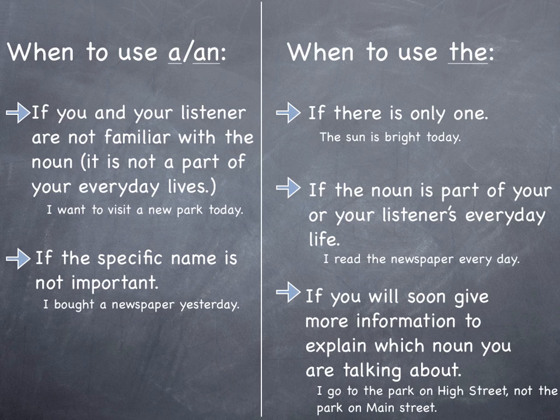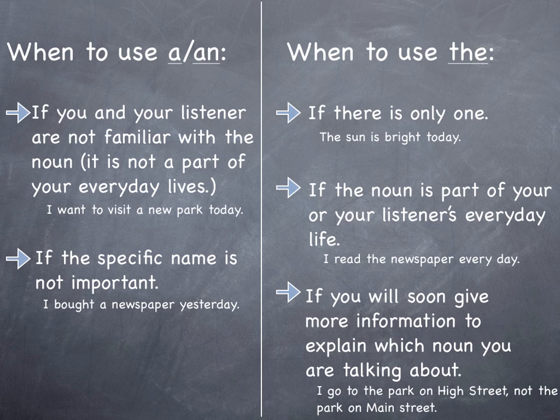So here are the differences between using a and an or the. So beginning with a and an, if you and your listener are not familiar with the noun, so it is not part of your everyday lives, you use a or an. I want to visit a new park today, as an example, because a new park is not familiar, it's not part of your daily life, so you use a or an.